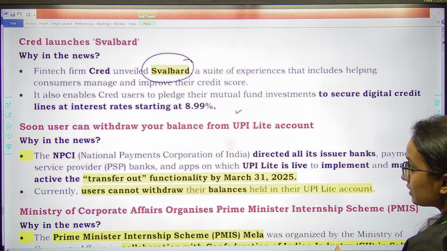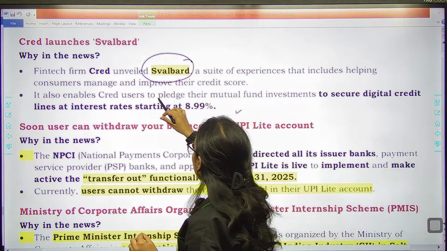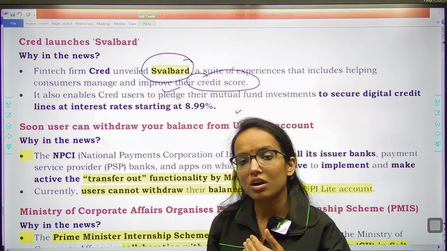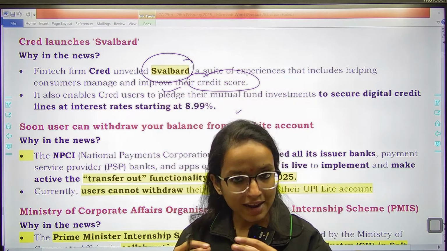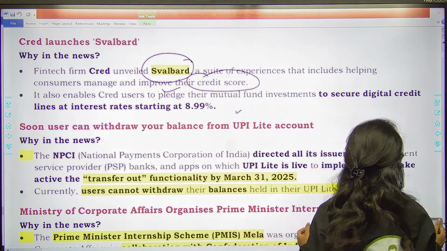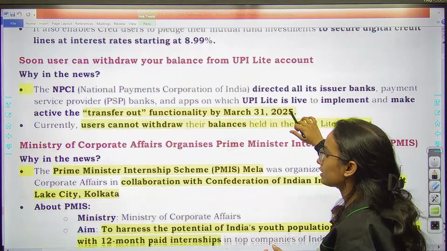Svalbard will help consumers and customers in managing and improving their credit scores. They can manage and they can improve their credit score. They can track their credit scores easily. So this is Svalbard. Remember, CRED has launched this.